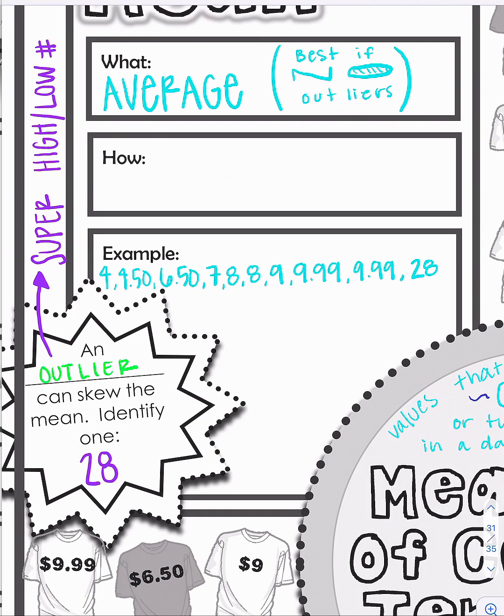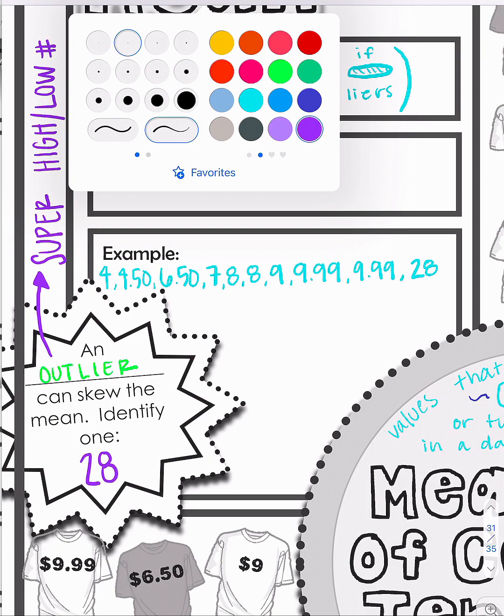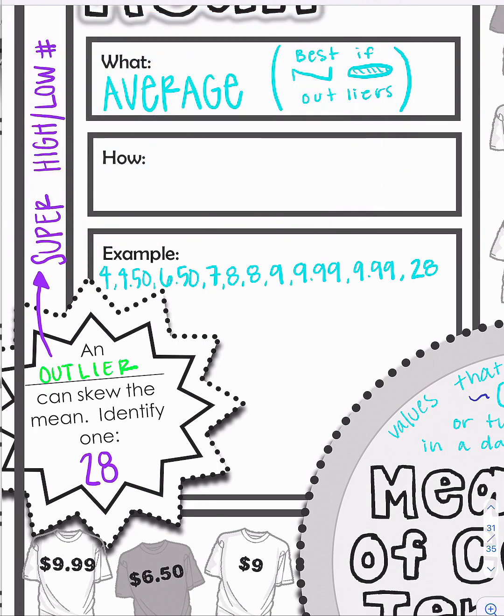Okay, so let's talk about how we find the average of a data set. All you're going to do is find the sum. And if you guys remember from our previous units, sum just means you're adding. So you're going to find the sum of all data values. That means all the numbers in our data set. So we're going to add them all up.